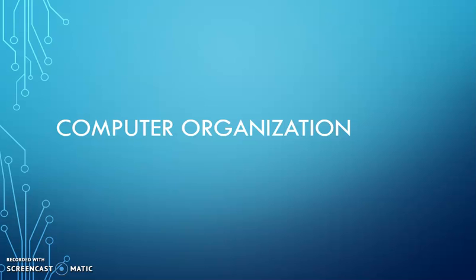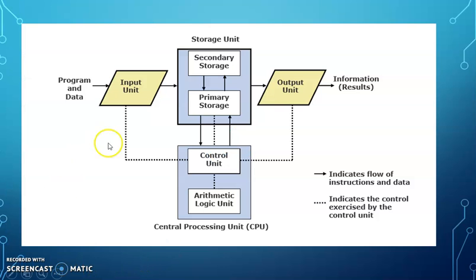Here we are going to study computer organization. We will look into different units of computer and how those units are coordinating with each other for completing the task our computer does. These various units are input unit, output unit, storage unit which stores the data and information, and processing unit, central processing unit, which actually performs all kind of processing in computer.